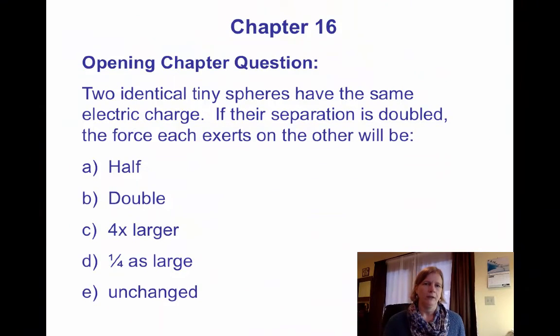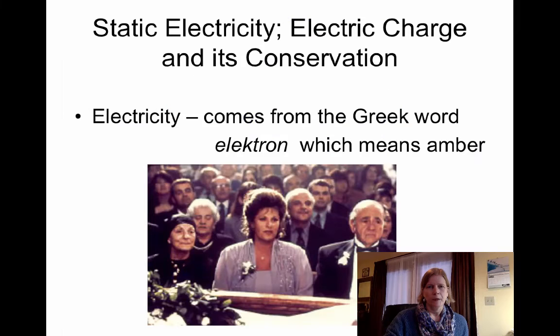So that would limit your answers down to half, and then whether it went to being half as much or a quarter as much is something we can get to later on. Okay, let's move on from there.